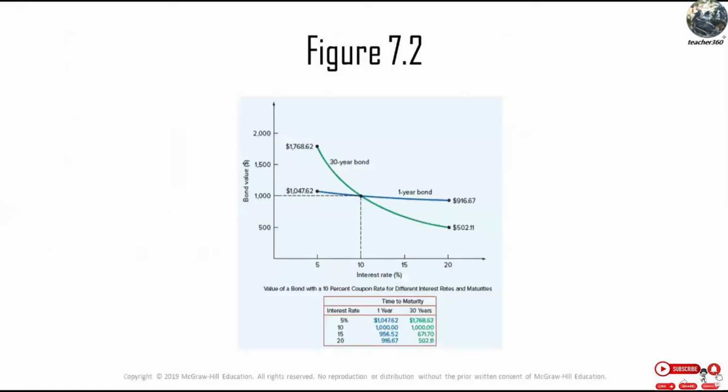Here is a graphical presentation. We can see that when interest rate is 5%, then the 1 year bond value is 1147.62, and the 30 year bond value is 1768.62.